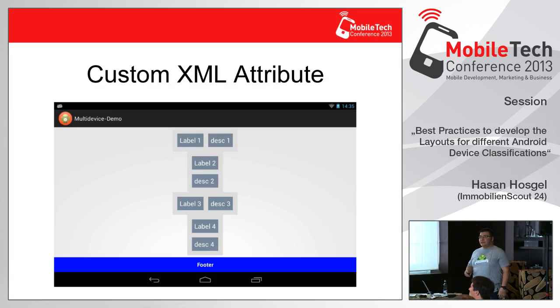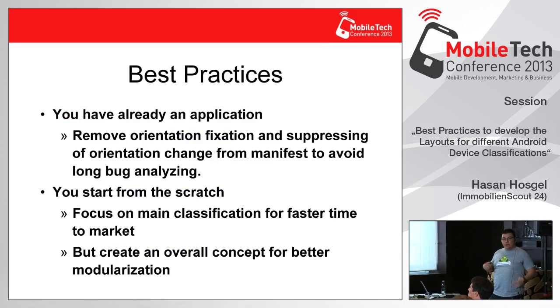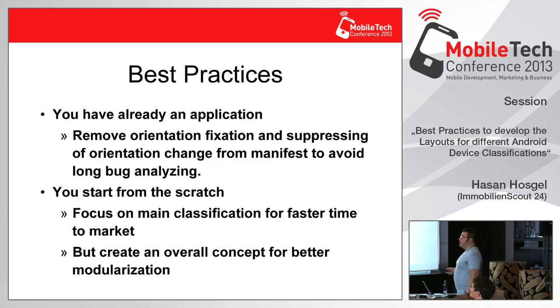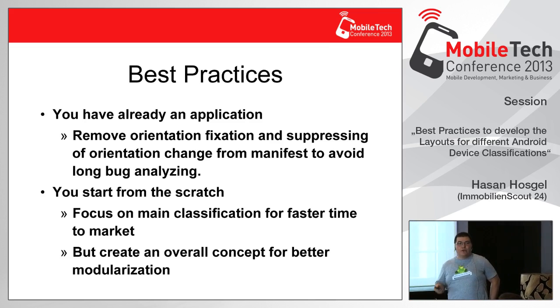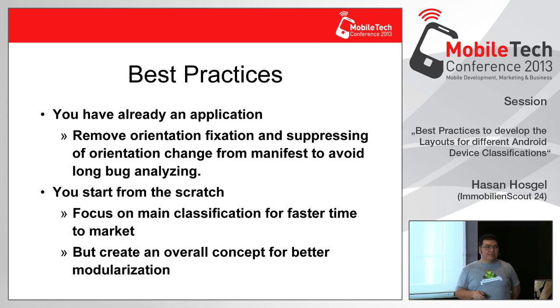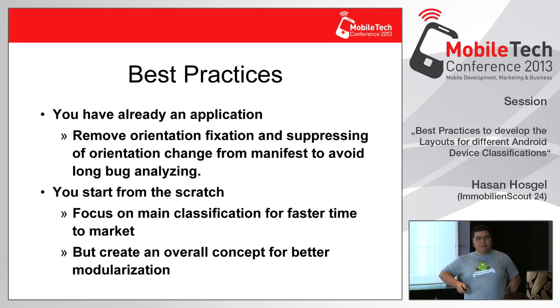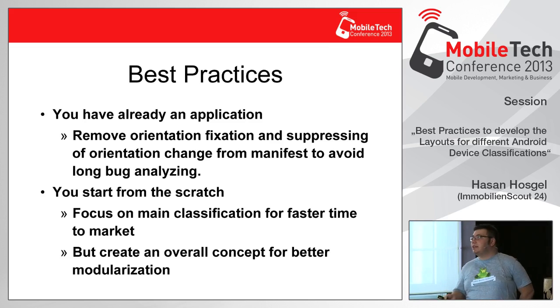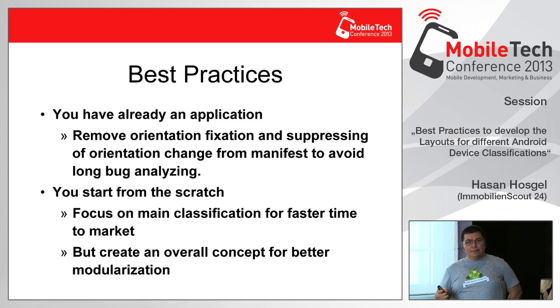And now some best practices which we gained through the development of our new application. If you already have an application which is on the Play Store, or you have created it and it is used by many users, you should at first remove all orientation fixations and the suppressing of the orientation change event from the system. Because if you don't do that, you have a lot of bugs, because on some OS levels and devices you have the full functionality. If you change the orientation, it gets relayouted completely, but on some devices it doesn't.